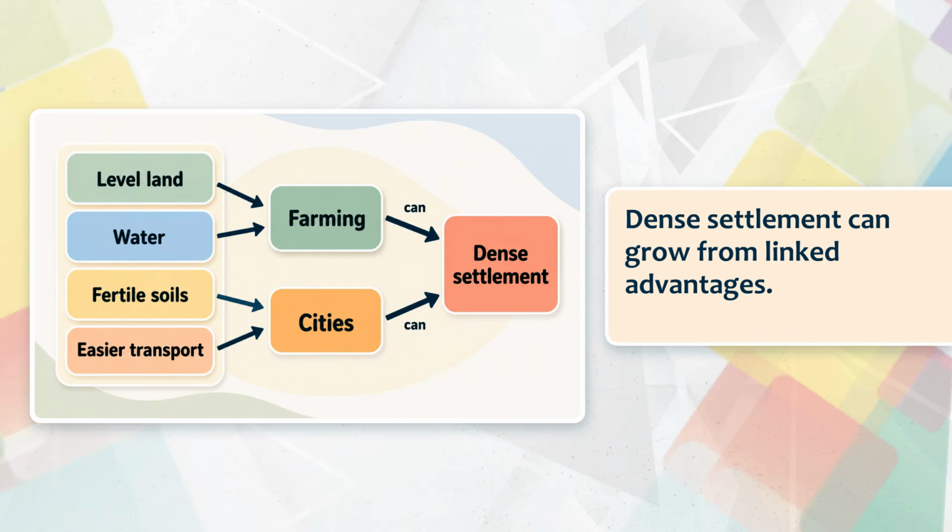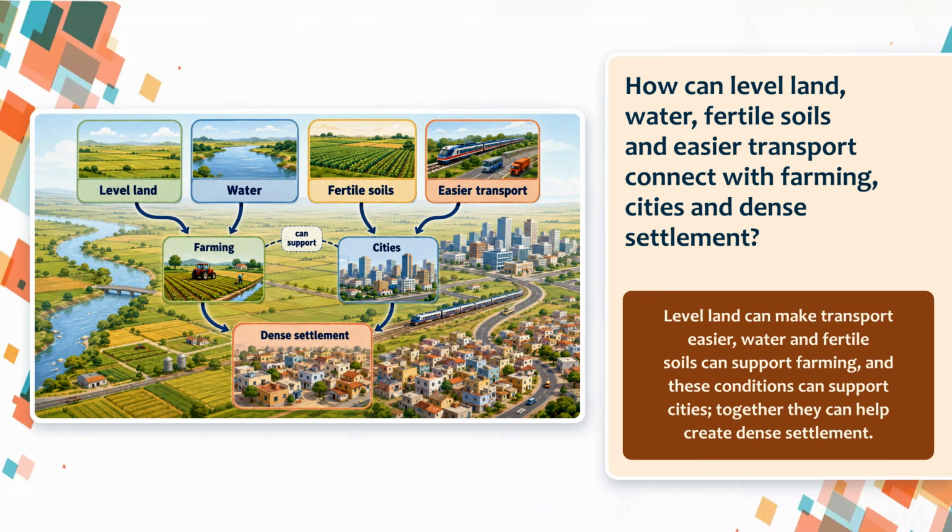Plain conditions support choices without deciding every outcome. Follow the arrows from conditions to settlement. How can level land, water, fertile soils, and easier transport connect with farming, cities, and dense settlement? The chain joins several advantages together. Level land can make transport easier, water and fertile soils can support farming, and these conditions can support cities. Together, they can help create dense settlement.